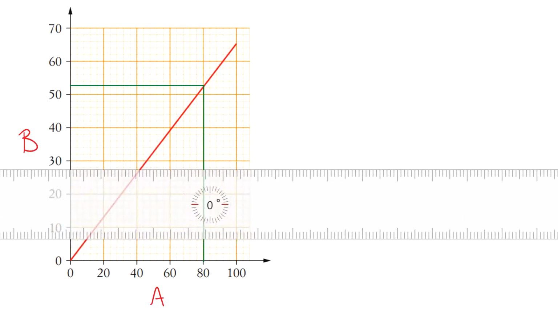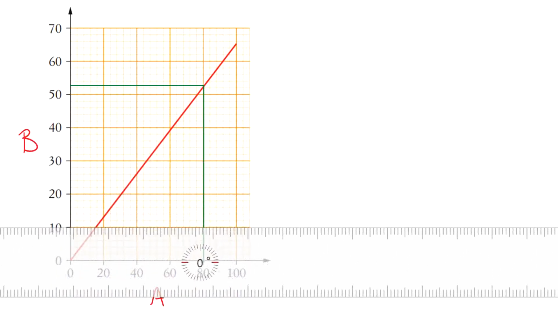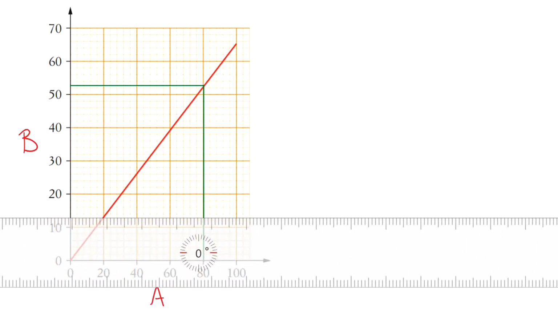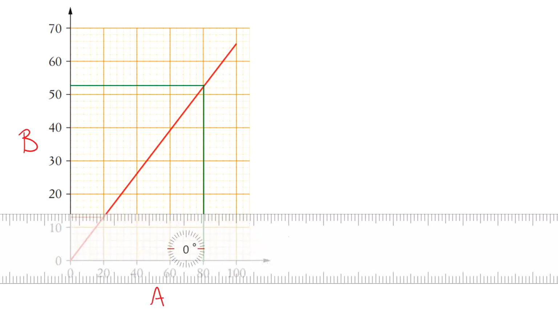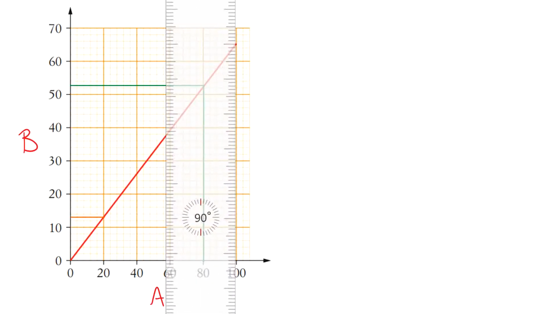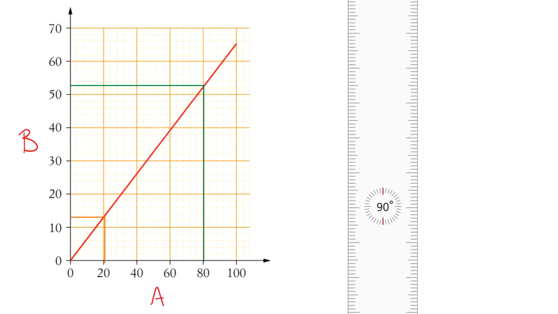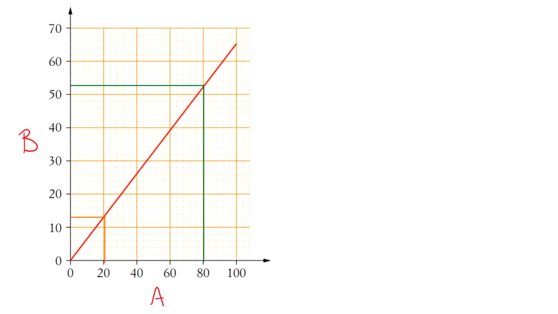Now I could do it the other way, and start at currency B and ask, what happens if I have, let's do an odd one, $13 of currency B. So I draw my line going across that way this time, and now I draw my line connecting to the x-axis. So $13 of currency B is equivalent to $20 of currency A.